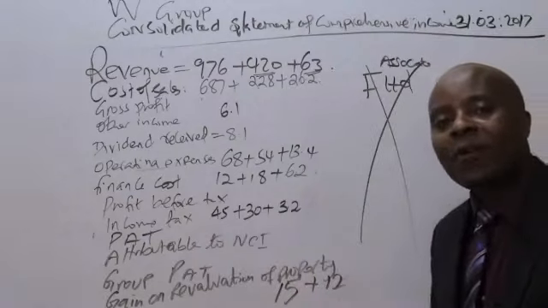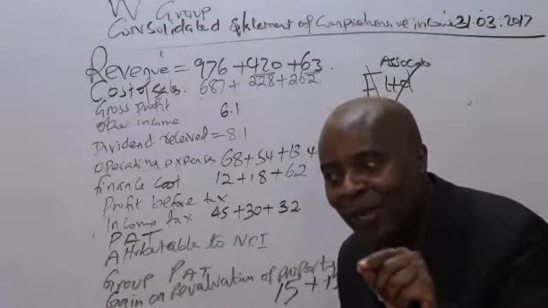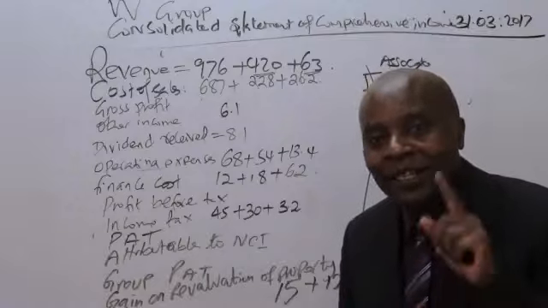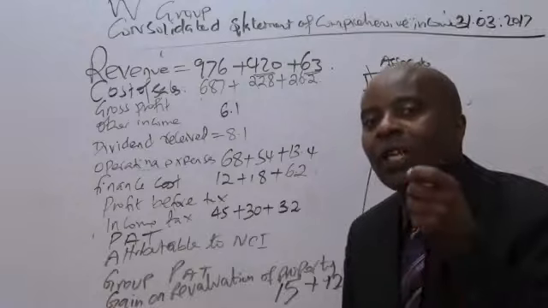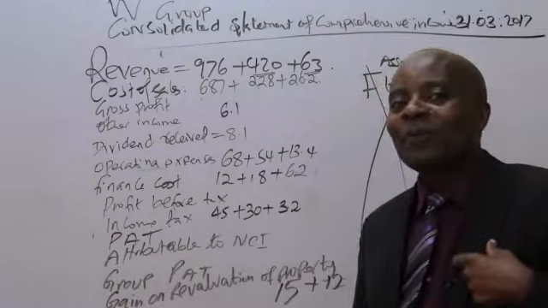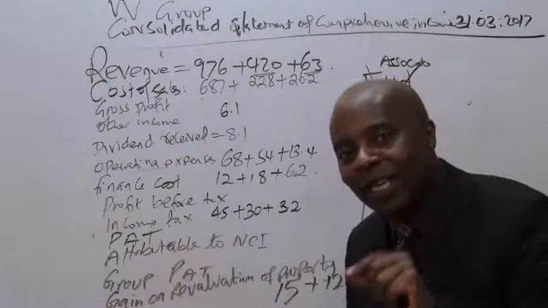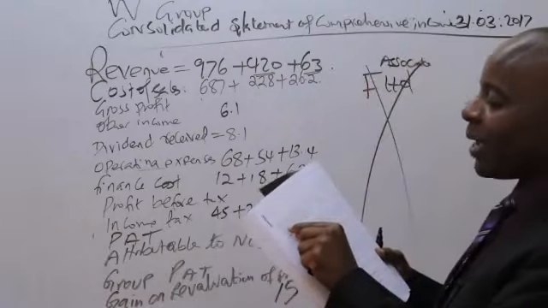Remember, for other comprehensive incomes, we don't use time apportionment. These are free marks. We normally take the figures of the subsidiaries and then multiply them with our shareholding. And that is only applicable to other comprehensive incomes, such as a gain on revaluation.